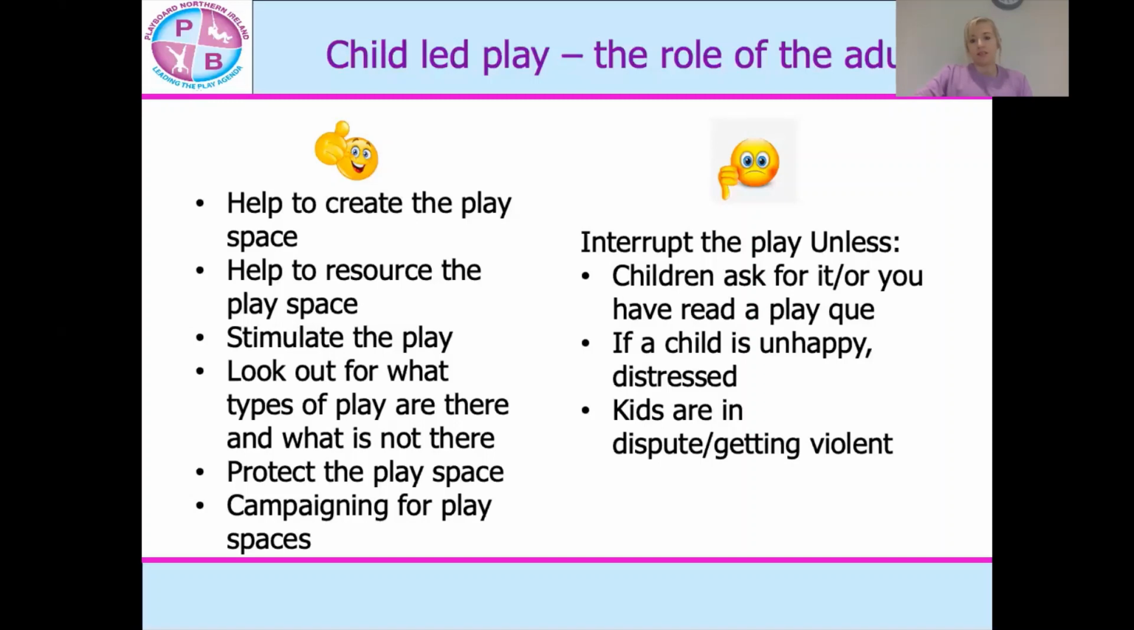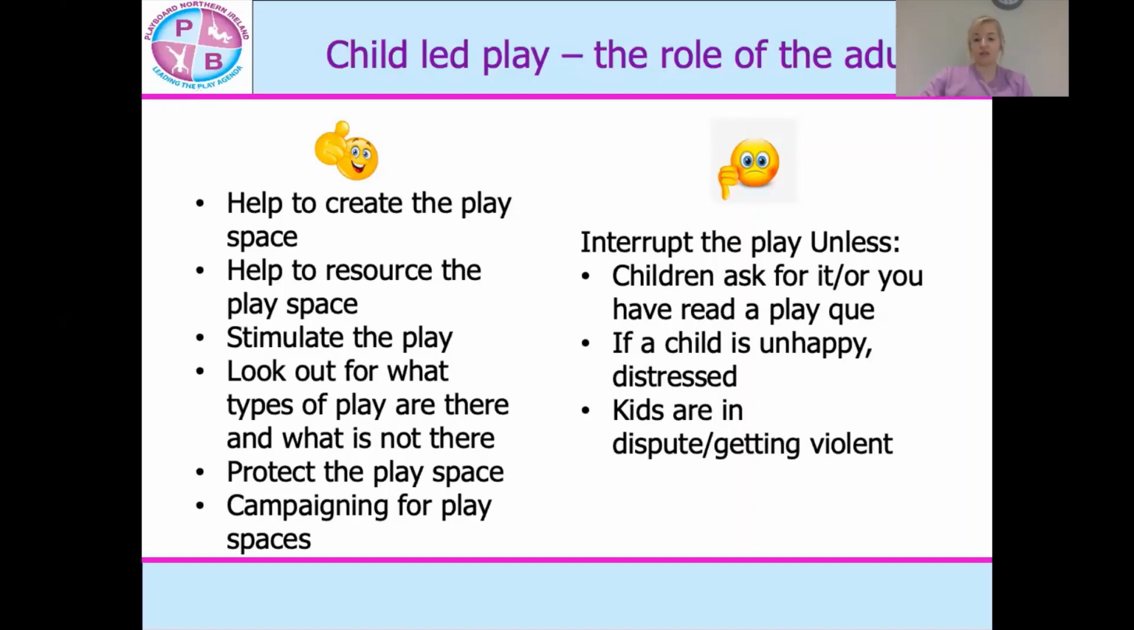Interrupting the play is not what we're all about in PlayBoard. We like to take that step back, that playworker's approach. So if children ask you to play with them, or if you've read a play cue, for example, it could be skipping, and they would like your help with holding the skipping rope, that's a play cue. But if children are happy and playing away and doing what they like to do, it's best not to interrupt them. For example, if a child's drawing a picture of what you think is a boat, and you say, oh, that's a great boat you're drawing, and they say that's not a boat, you've probably upset them.